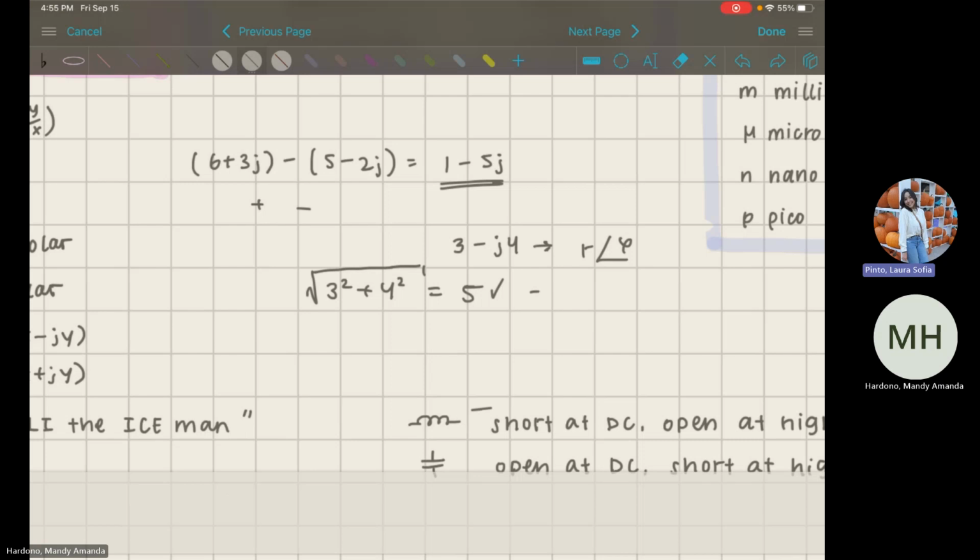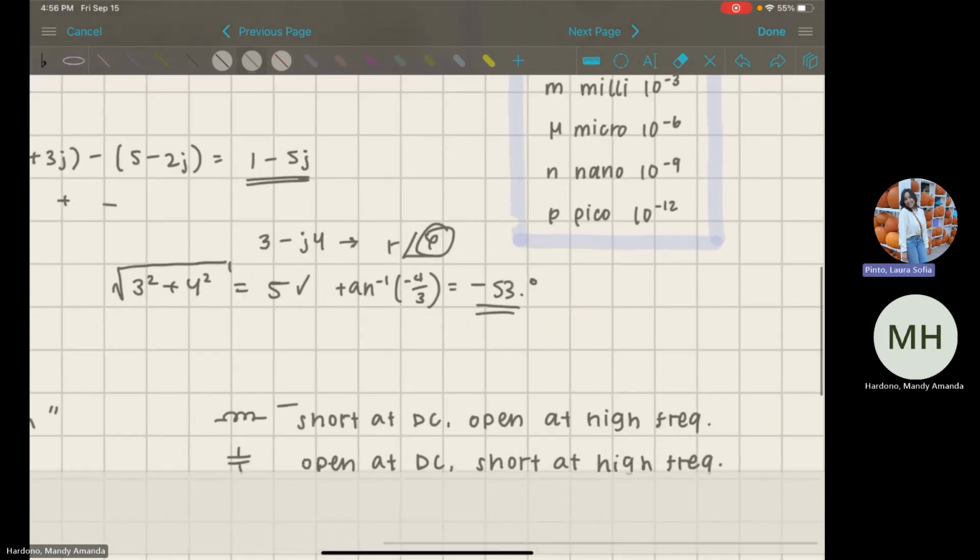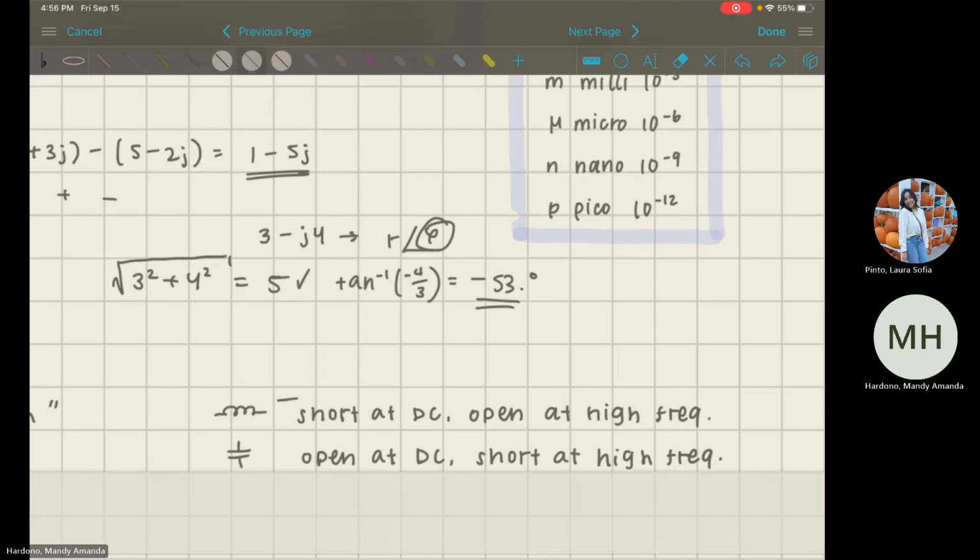But then let's say you wanted to do the tan inverse to get the angle. When you do tan inverse of -4 over 3, you might get something like -53 degrees. But that's not your answer, right? That's a little bit hard because that's not actually what they want.